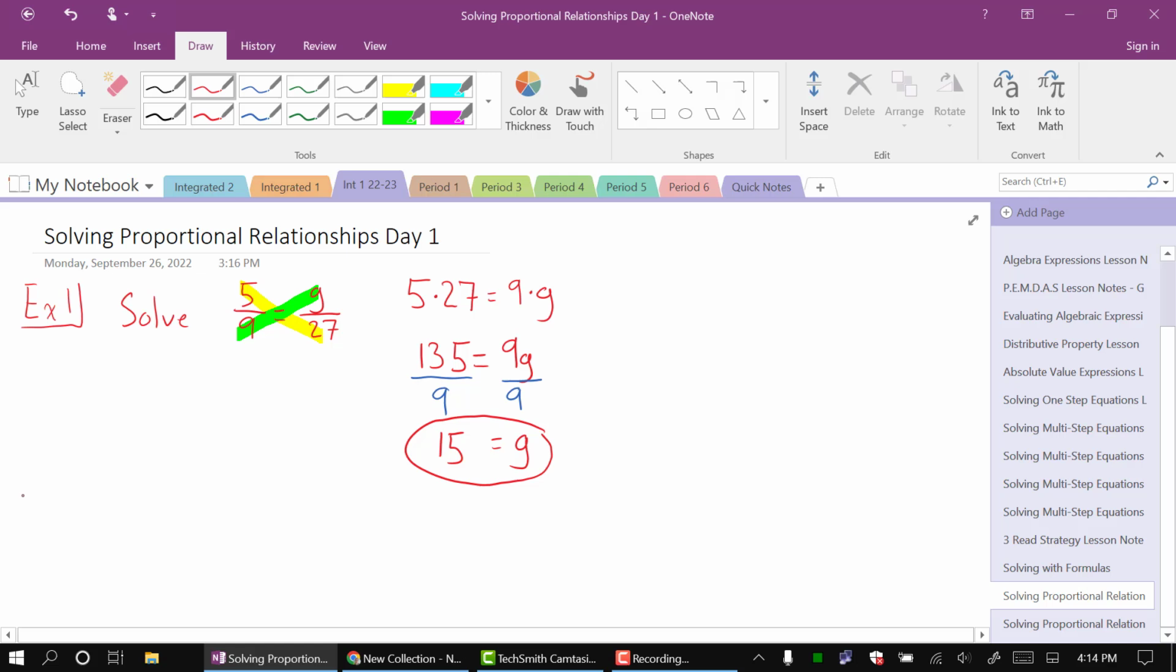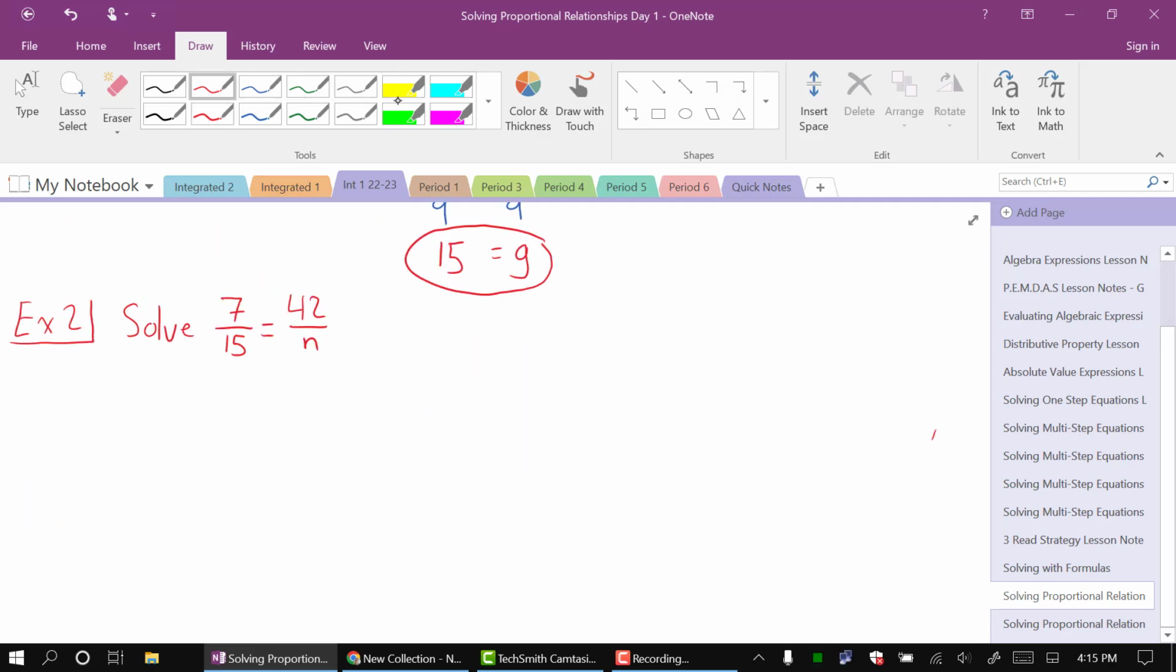Let's take a look at example 2. This time, we're going to have our variable in the denominator. So we want to solve 7/15 equals 42 over n.